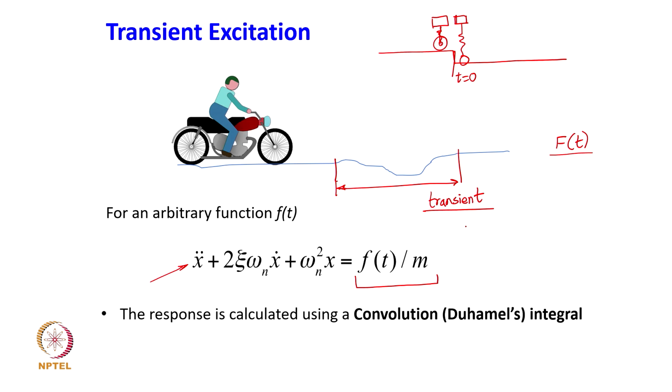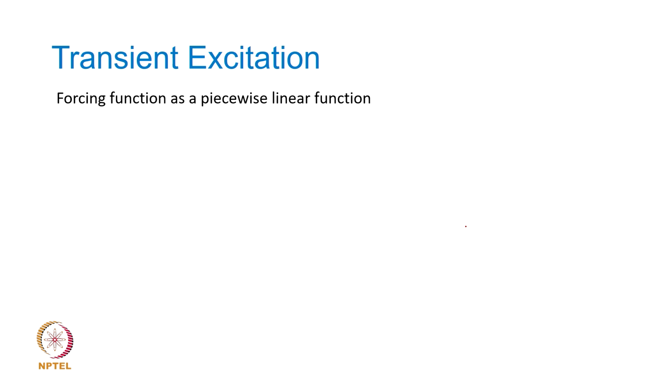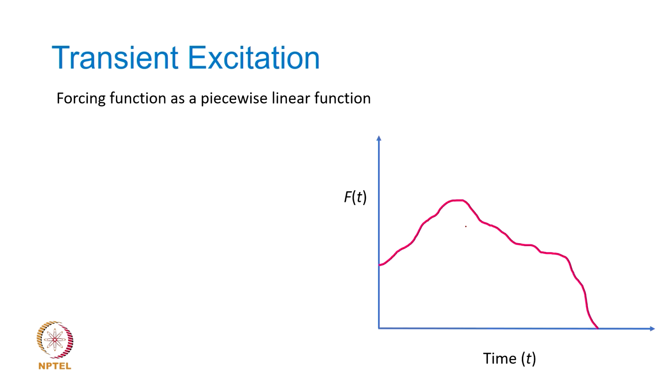The response of course is calculated using what is known as a convolution integral, also known as Duhamel's integral, named after the scientist who proposed this integral. Now, since the forcing function can be arbitrary and of short duration, we treat this function as a piecewise linear function. What do we actually mean by that? Supposing a simple single degree of freedom system is subjected to a sudden force, okay, that force is a transient force acting for a duration from t is equal to 0 to t is equal to capital T, right.